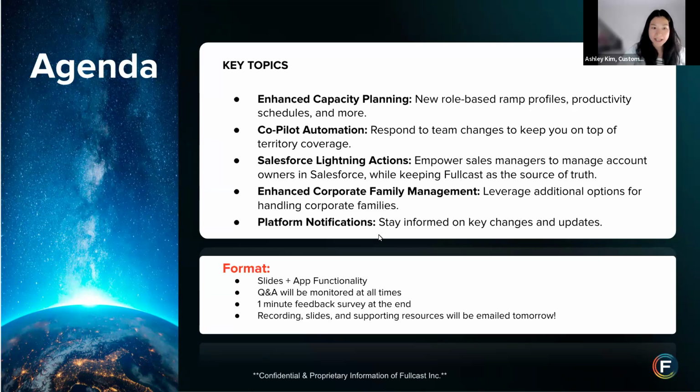Key topics, capacity planning. Done a lot of stuff there about ramp profiles, productivity schedules, and more. Copilot automation, so responding to team changes to keep you on top of territory coverage. Salesforce lightning actions. This is specifically geared toward sales managers, helping them to manage account ownership from within Salesforce, while also keeping Fullcast as your source of truth.